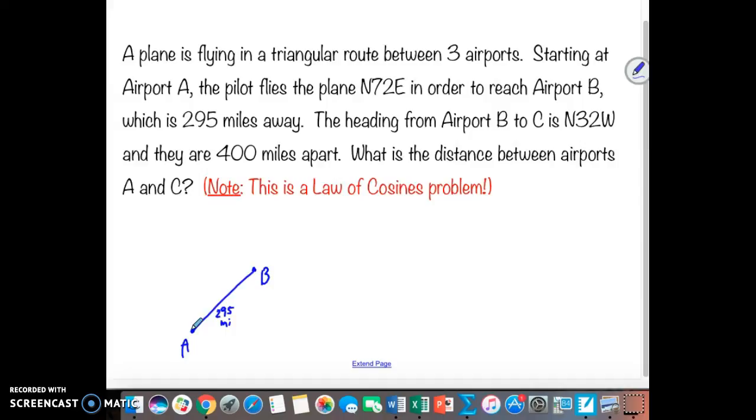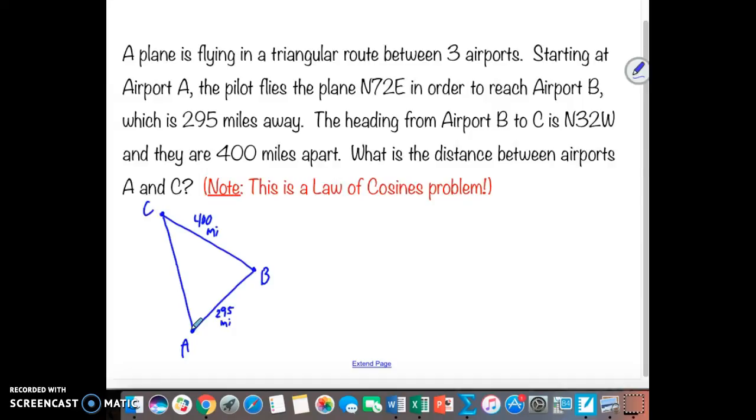The heading from airport B to C is north 32 degrees west, and they are 400 miles apart. So if this distance is 400 miles to reach airport C, and they're heading at north 32 degrees west, we're trying to find the distance between airports A and C. I'm going to go ahead and connect my triangle. So I have triangle A, B, and C.